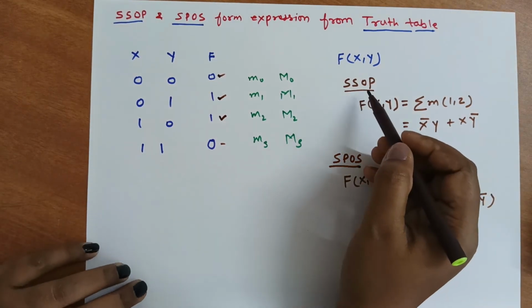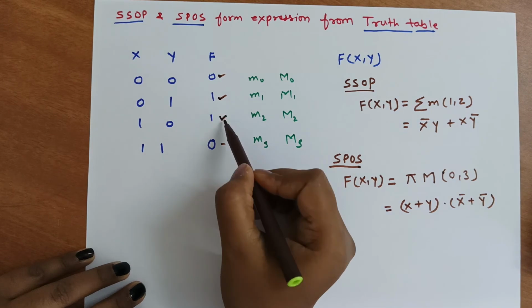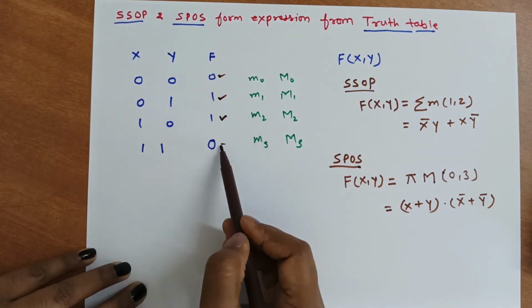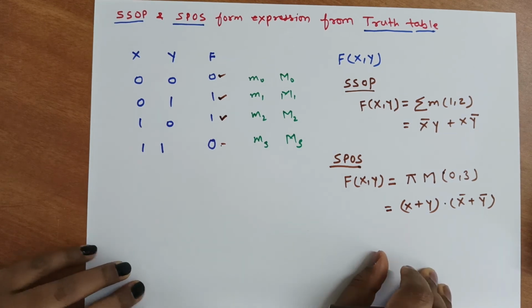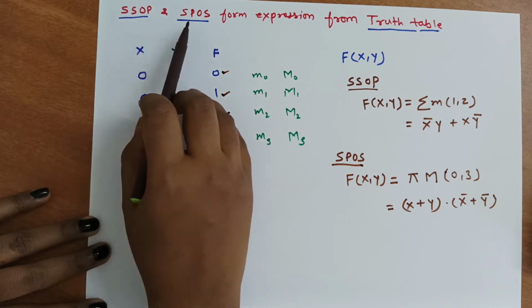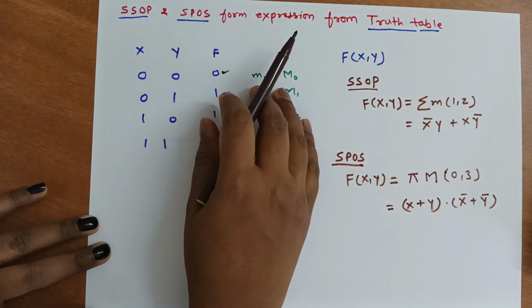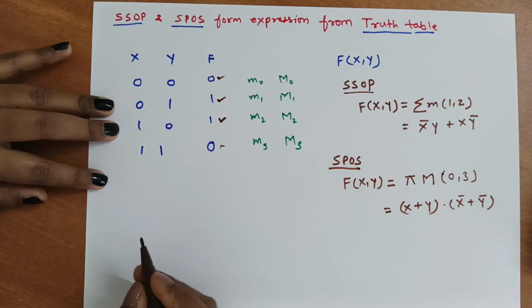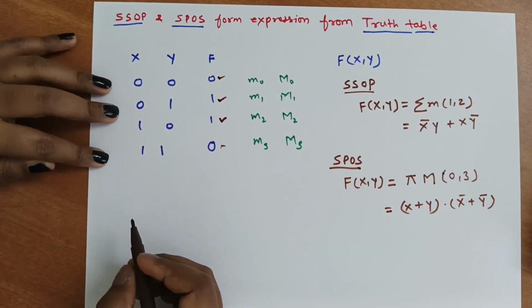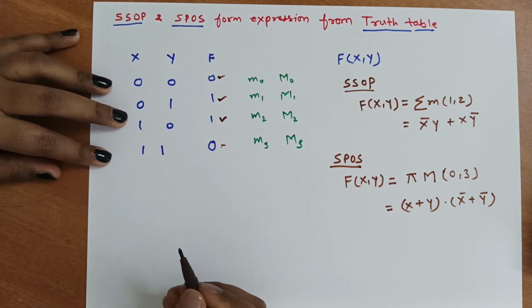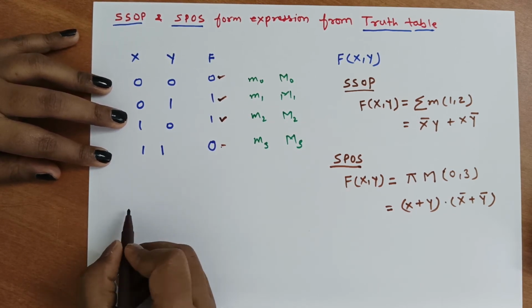For SOP, we consider the terms where the output is 1, and for SPOS, we consider the terms where the output is 0. So this is how we get the SOP and SPOS form expression of a function from the truth table. There is one more fact. Sum of all min terms is 1 and product of all max terms is 0.